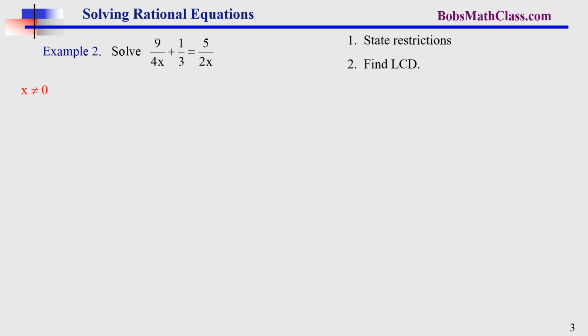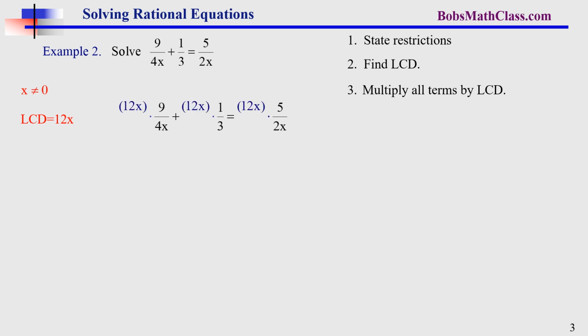Okay, we need to also find the LCD. So the LCD for 4, 3, and 2 would be 12. And then we have a variable of x, so we take the highest exponent of the x, which is just 1, so the LCD would be 12x. Now we're going to multiply all terms by the LCD. So 12x is written in front of each fraction.